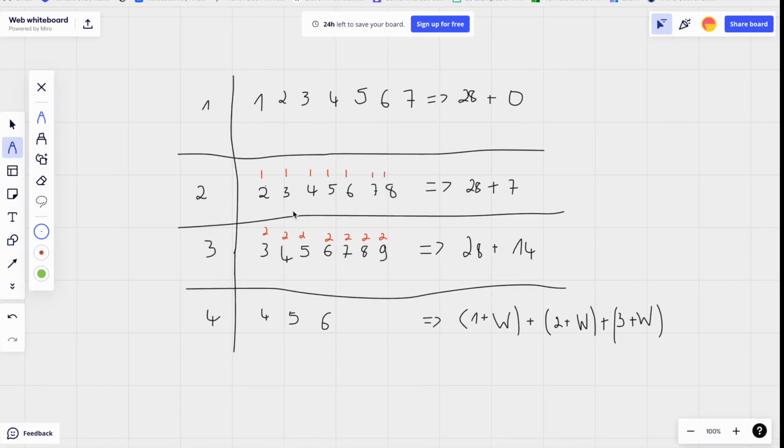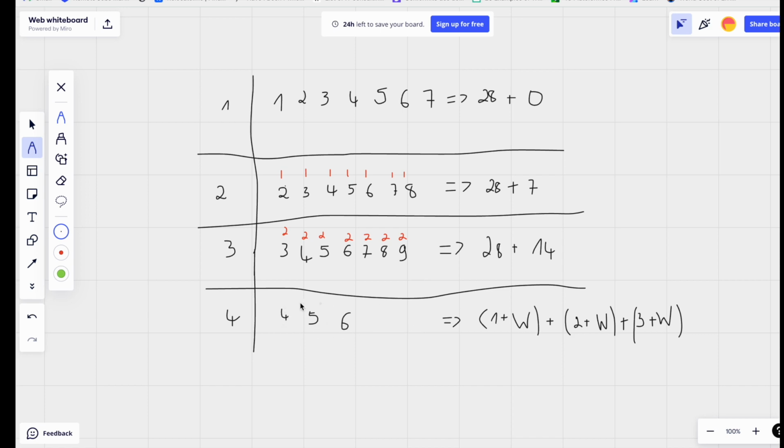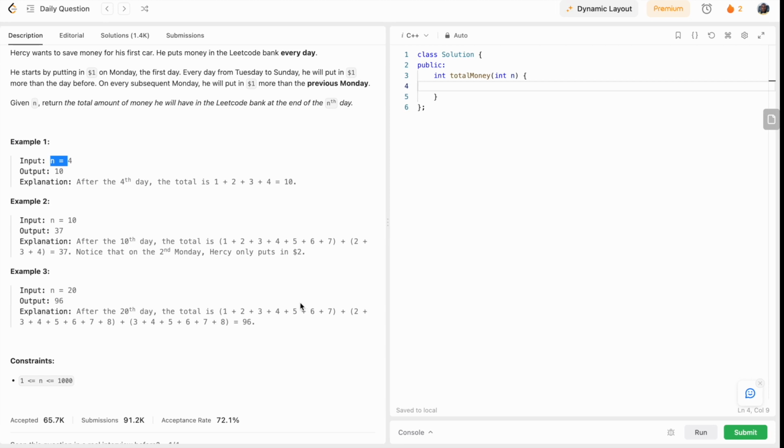So for you to understand better, let's say you have 4 weeks. The first week you are going to put 1, 2, 3, 4, 5, 6, 7. The second week you're going to start back at 2, that is 1 plus 1, and then you have the series 2, 3 until 8, and so on. And at the end you are going to have the total amount of money you need to keep. So given this process, how are we going to solve it?